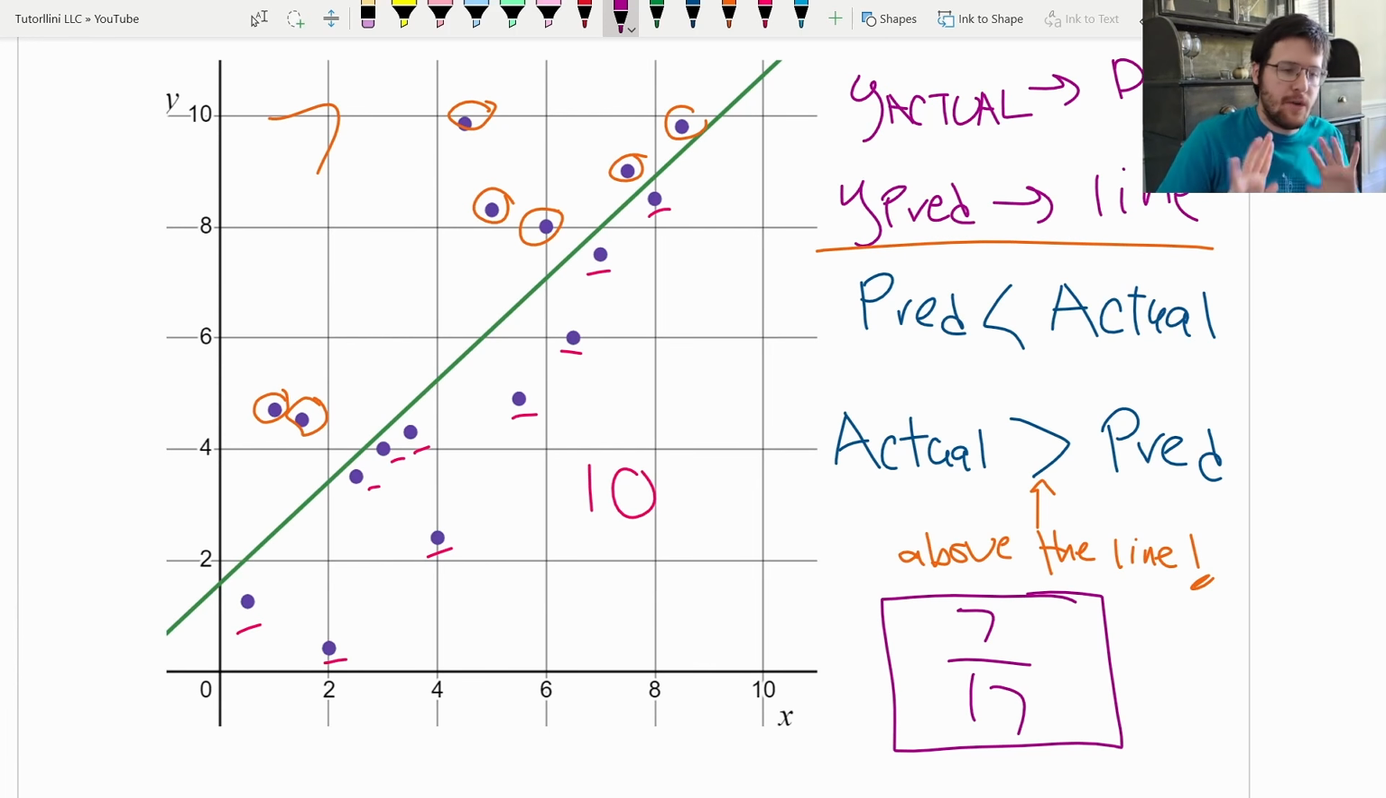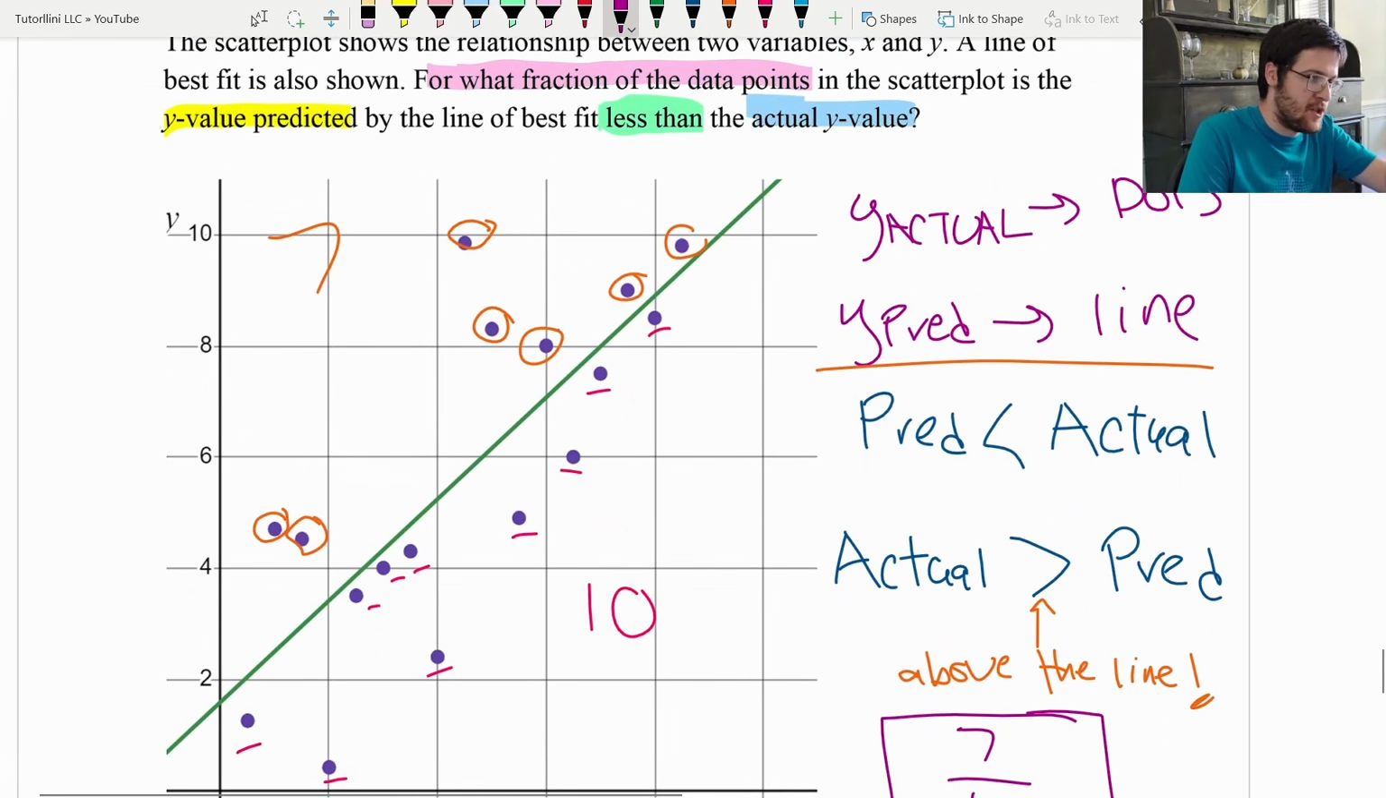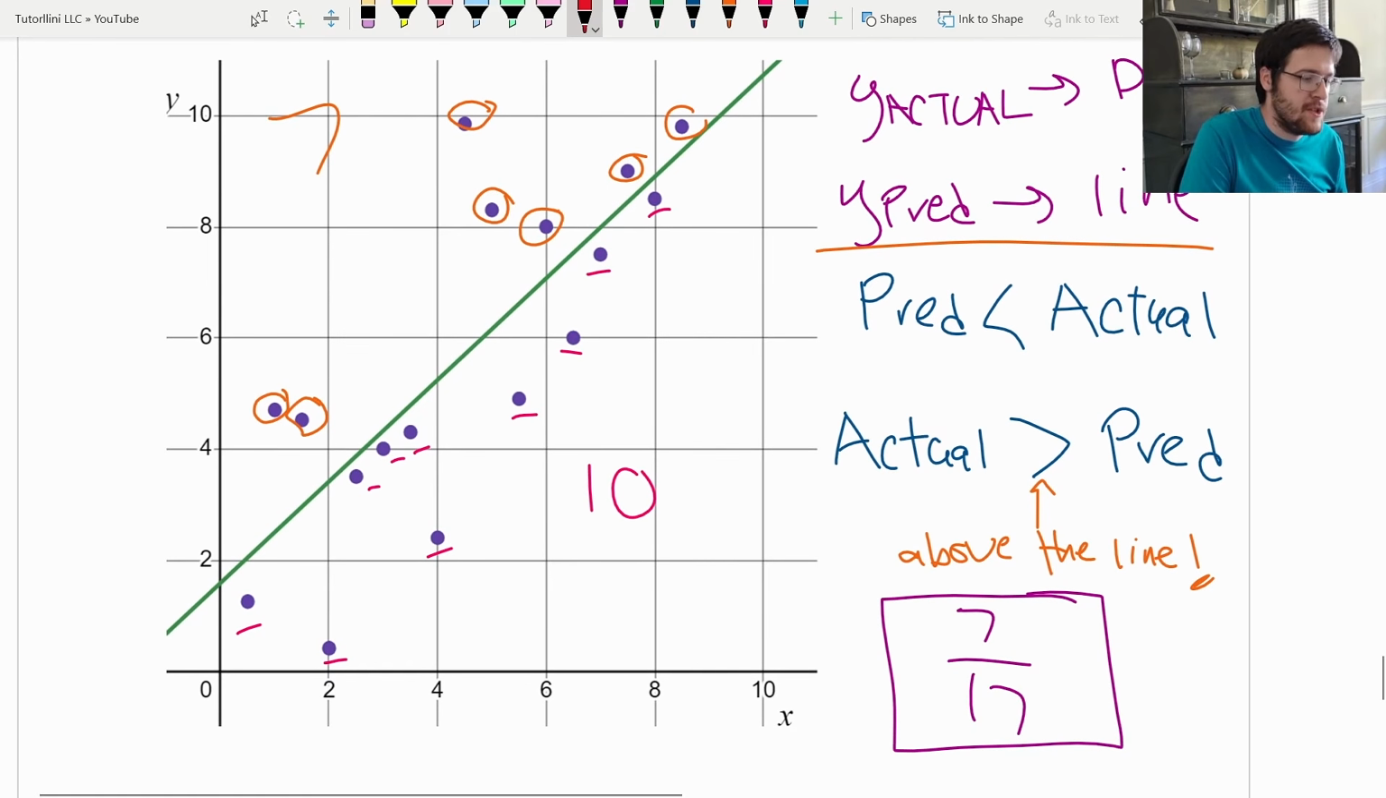Now, they don't always ask you for the fractions. Sometimes the answer literally is just 7. It'll say, for how many of the data points? And you would just say 7. Or for how many of the data points the other way? You would just say 10. So just really be on your toes and pay close attention to the wording. Because if it mentions fraction, or percentage, you got to put a fraction or a percentage. Although they don't always do that. So the answer to this guy is 7/17. Great, let's keep going.